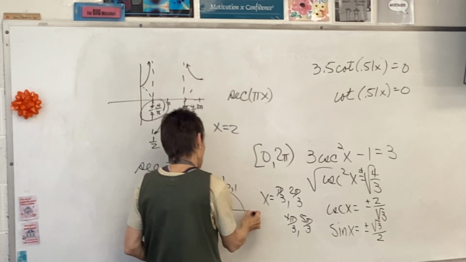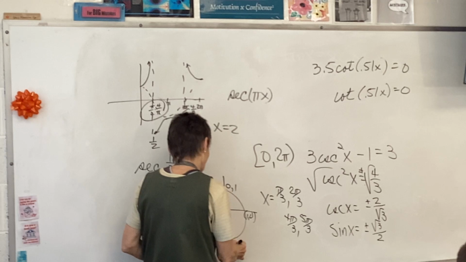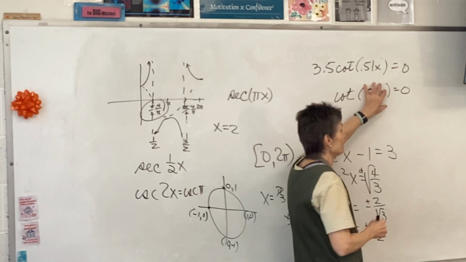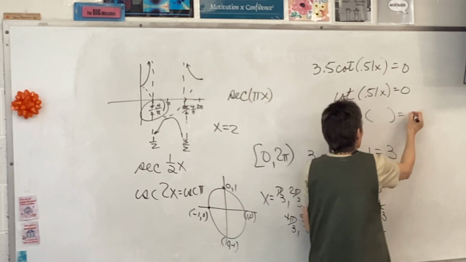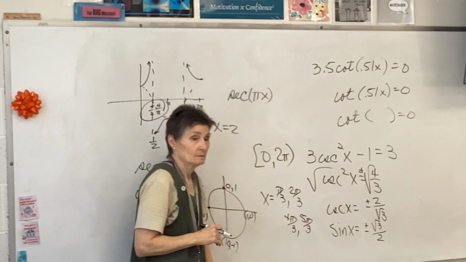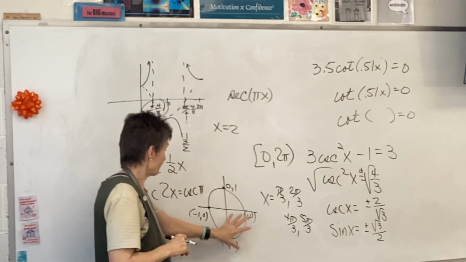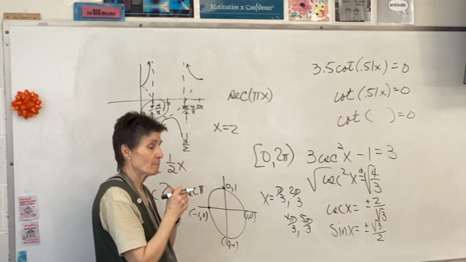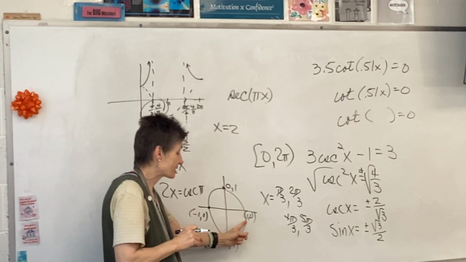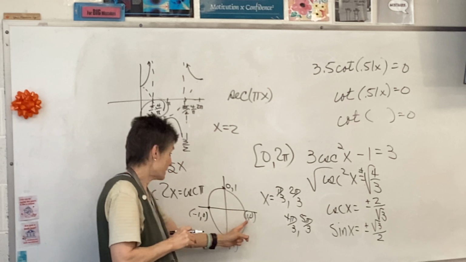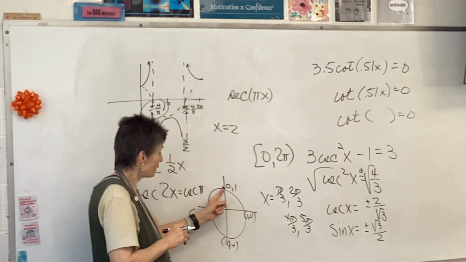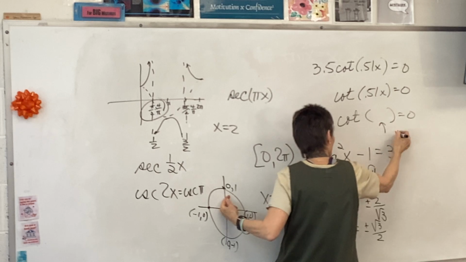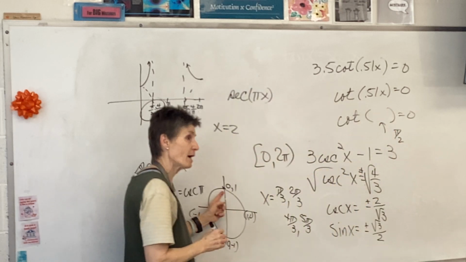And basically, we're wondering, forget this for a second, the cotangent of something has to equal 0. Where does that happen? Where does the cotangent equal 0? Now remember, cotangent is x over y. It doesn't happen here. What about up here? So this in here could be pi over 2. The cotangent of pi over 2 is 0.